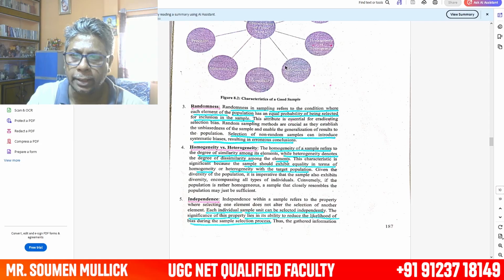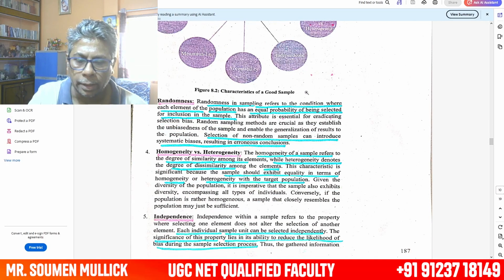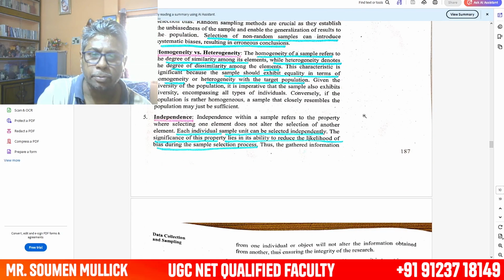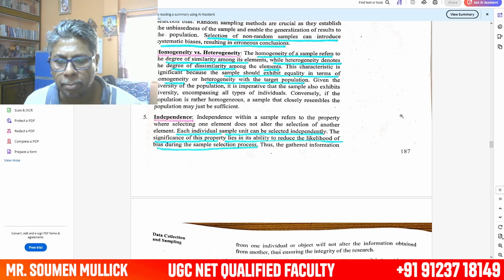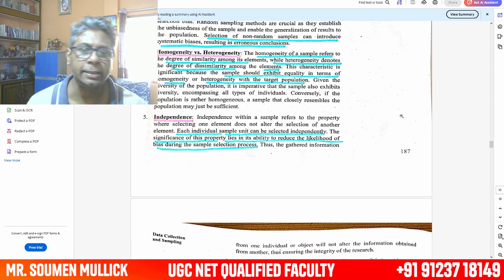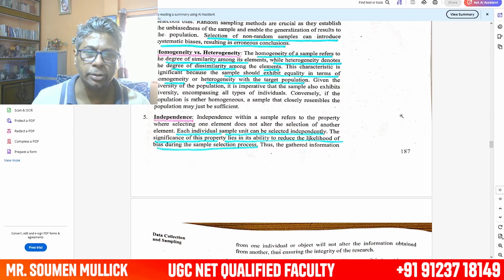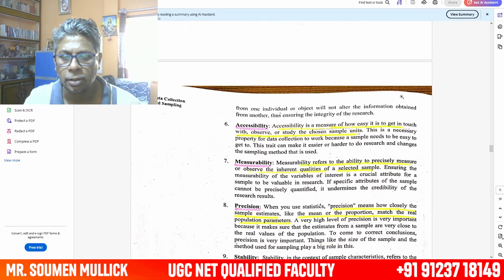Next important thing is independence. Independence means that each individual sample unit can be selected independently. The significance of this property lies in its ability to reduce the likelihood of bias during the sample selection process.